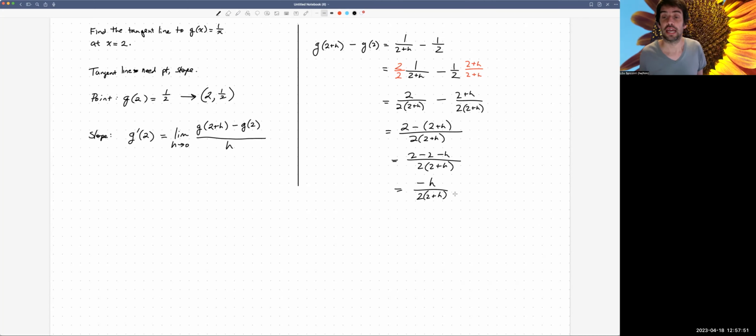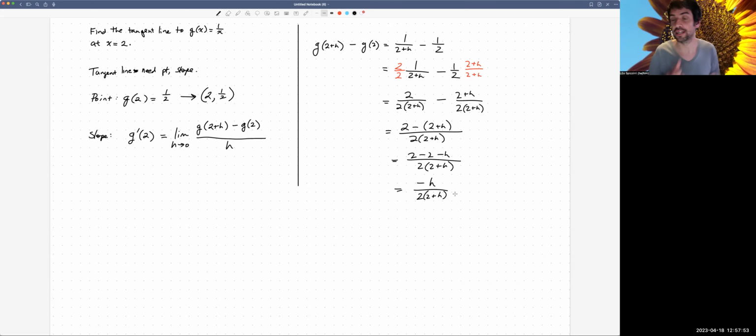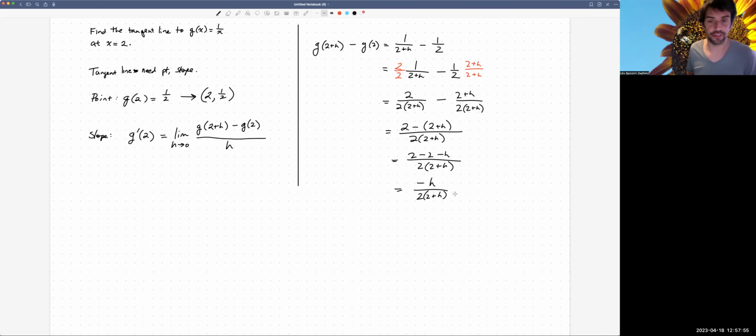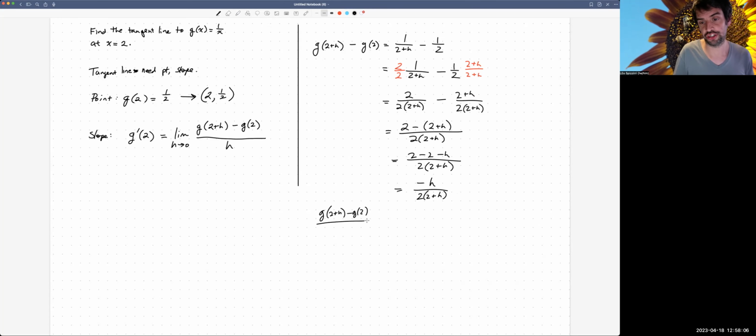That h in the numerator: we can think of the whole expression as having 3 factors: h, 1/2, and 1 over 2 plus h. We're just writing them in a convenient way. And there's a negative in there too. One of those factors is h, and that's exactly what we were looking for. So now let's take what we just did and put it over h.